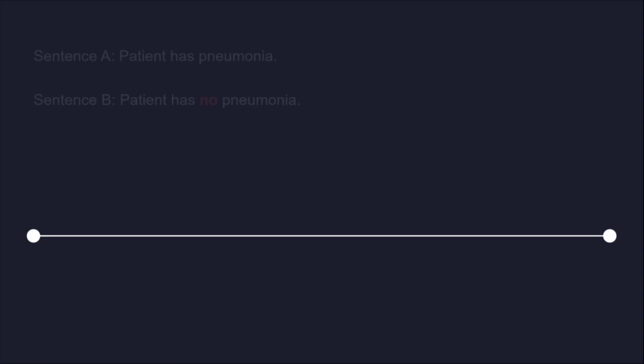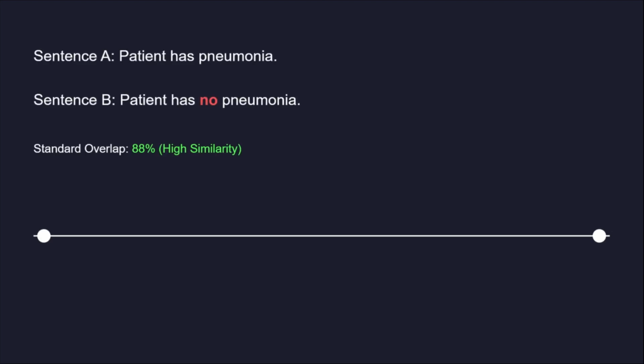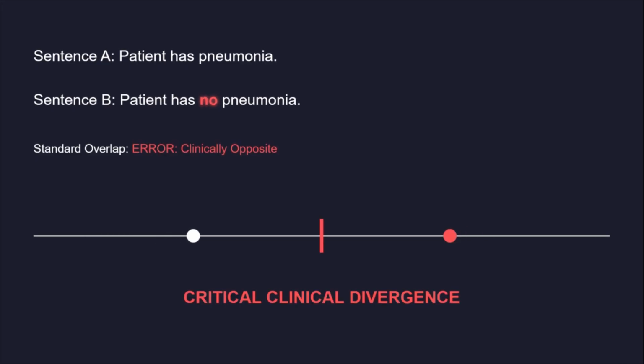Implement Retrieval-Augmented Generation with strict metadata filtering to ensure the model only accesses institutional protocols rather than potentially conflicting information from its training weights. Traditional metrics like Rouge and Meteor fail in medical contexts because they do not account for critical negations where a single word change flips the clinical meaning.